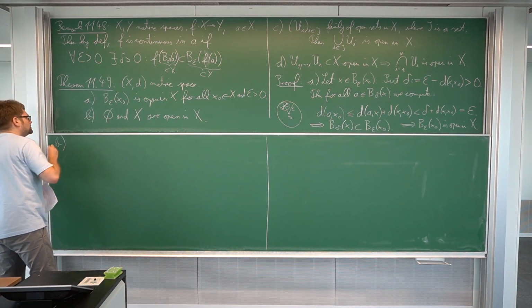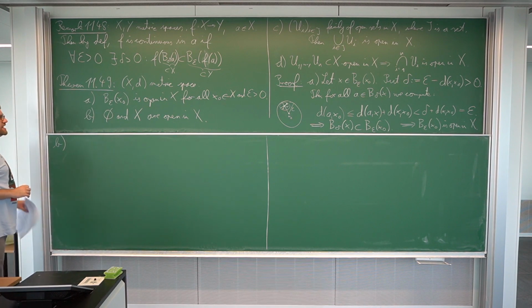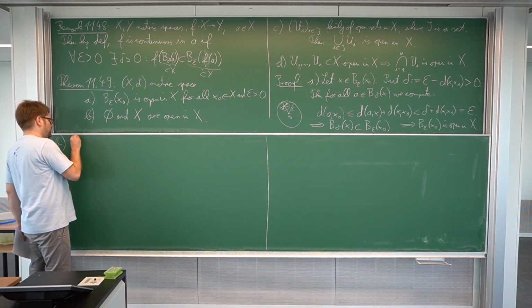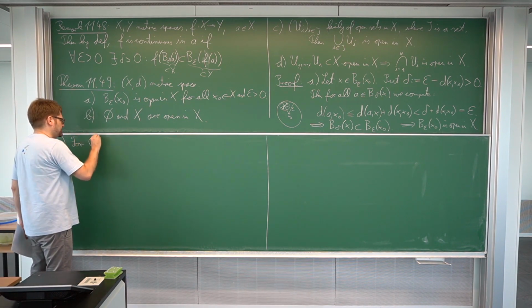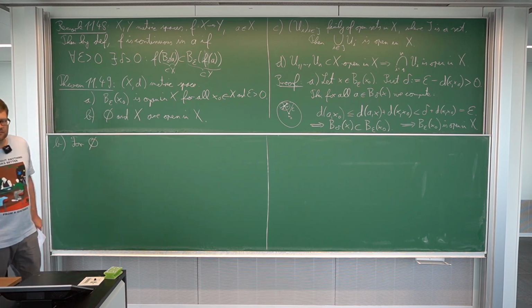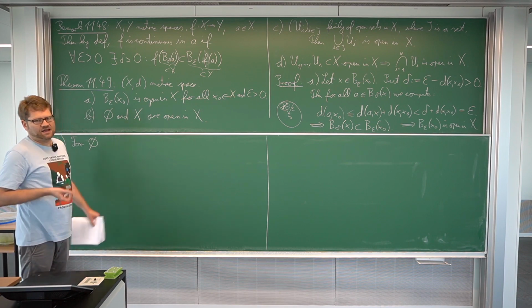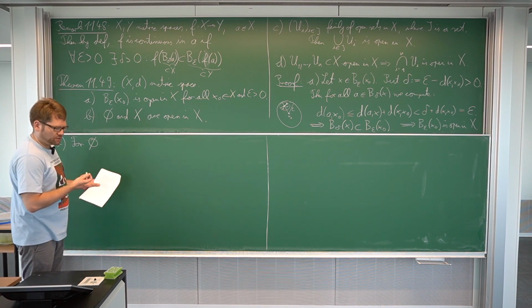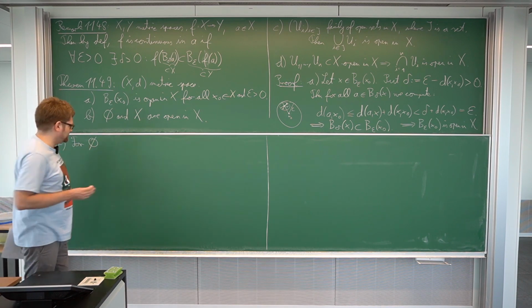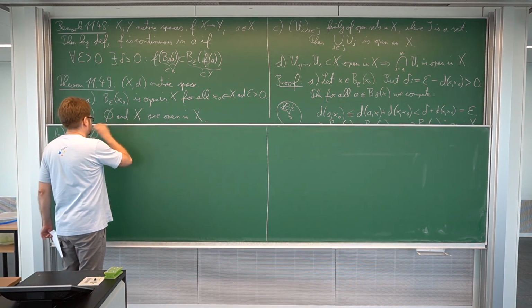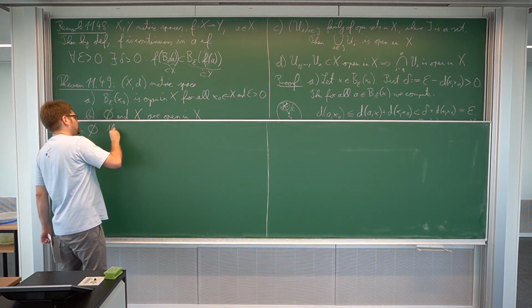Okay, part B. The empty set and X are open in X. For the empty set, this is something I said before: the condition is empty. There's no point which we need to check. Since there is no point in the empty set, every point in the empty set, namely none, has a neighborhood which is completely contained. So the condition is empty.